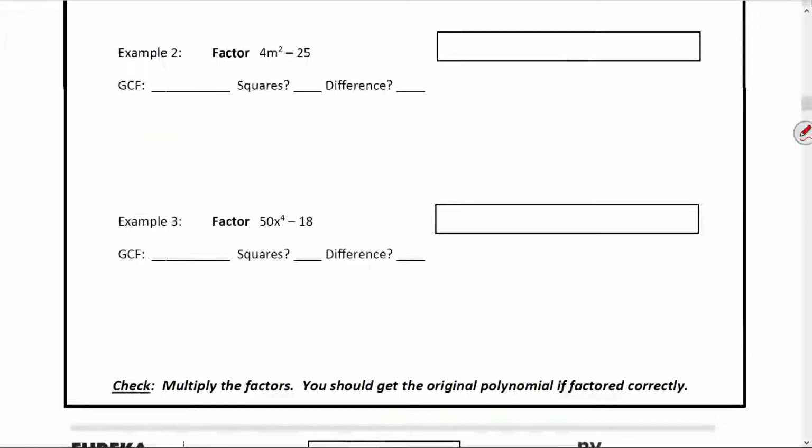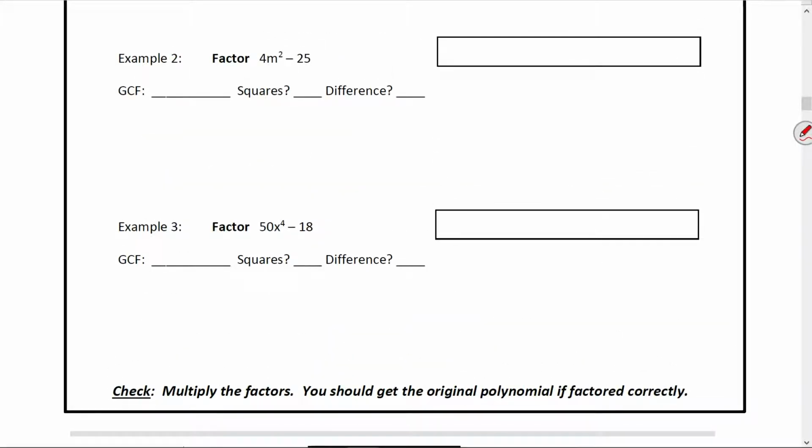And this is 50x to the 4th minus 18. So we always start with the GCF. Is there a GCF? Well, yeah, there is. 50 and 18 both are divisible by 2. So I start with the GCF. In fact, if I didn't start with the GCF, I couldn't use the difference of squares because 50x to the 4th and 18 aren't squares. So I'll first factor out that 2.